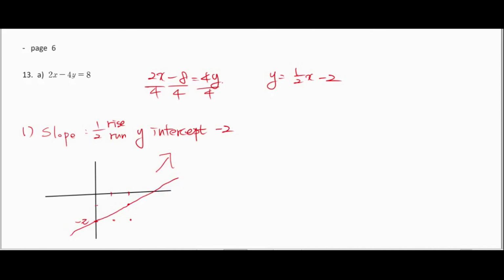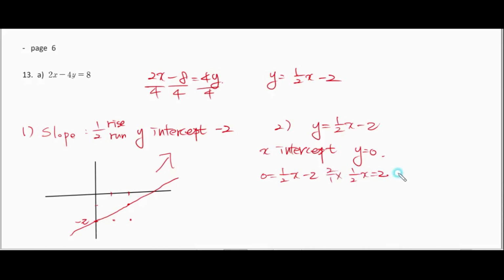And we'll solve it one more way right here. Way 2. Again, we'll use the equation y equals half x minus 2. And then we only use the x-intercept and y-intercept to solve this. The x-intercept is when y is 0, so we can get it by putting 0 in for y. 0 equals half x minus 2. Half x equals 2. Multiplying both sides by 2, x will be 4.